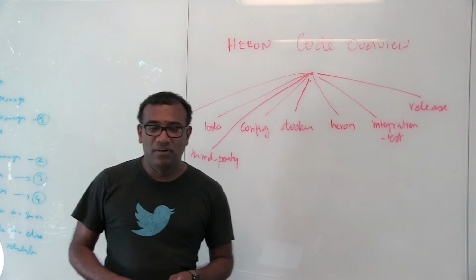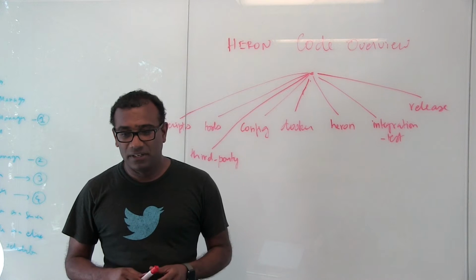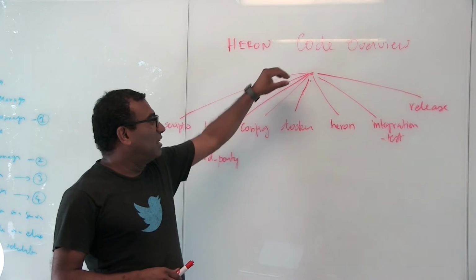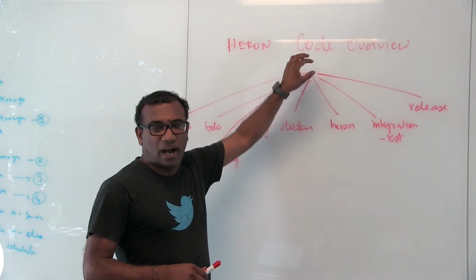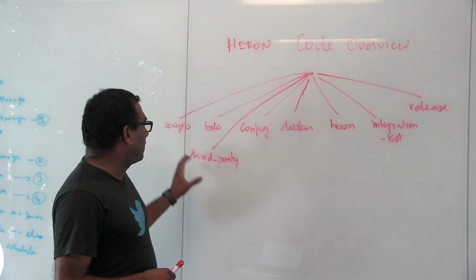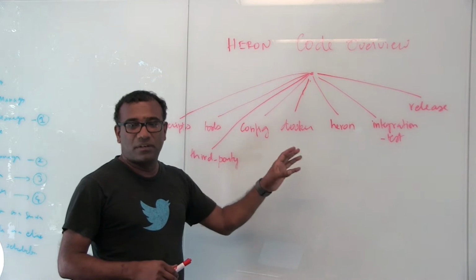Okay, so in this video, I'm going to give you a high-level overview of how the Heron code is organized. As you can see behind my board, this is the root of the Heron code, and we have a bunch of directories underneath, and the directories are organized into modules based on the functionality, whatever they do.